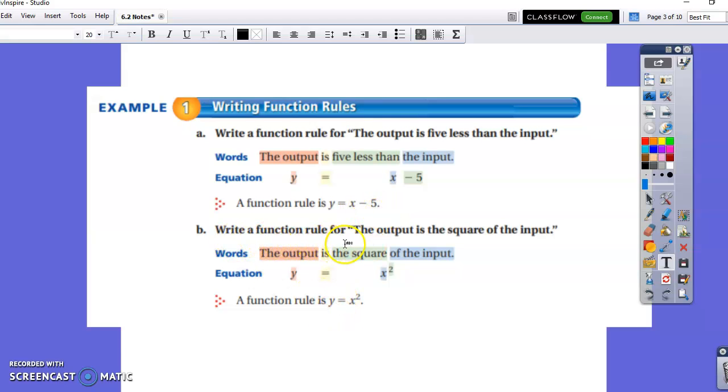B, write a function rule for the output is the square of the input. So the output is y, the square of the input would be x squared. So y equals x squared.